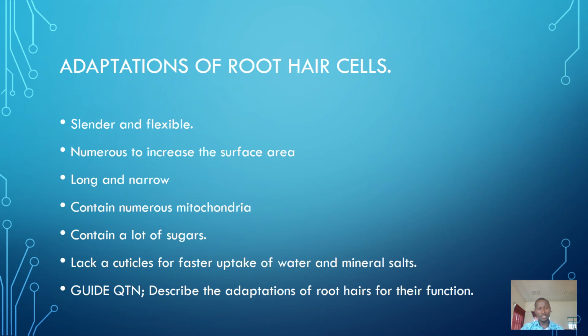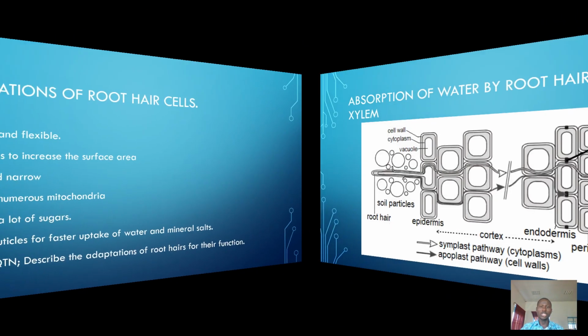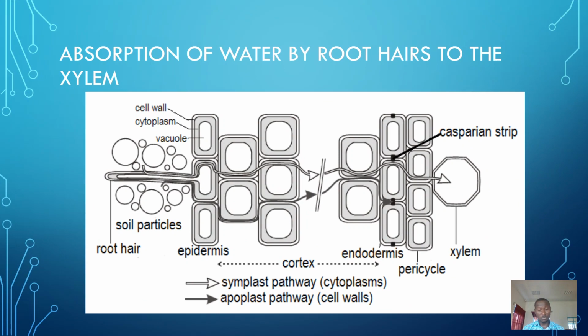Still, you have another guiding question here: describe the adaptations of the root hair for their functions. Then the actual process of water absorption. How is water absorbed from the soil until it reaches the xylem? This water is absorbed from the soil up to the xylem. It is absorbed by root hairs, but it is transported from the root hair up to the xylem along the concentration gradient, in other words, along the differences in water molecules between one cell and the next cell.